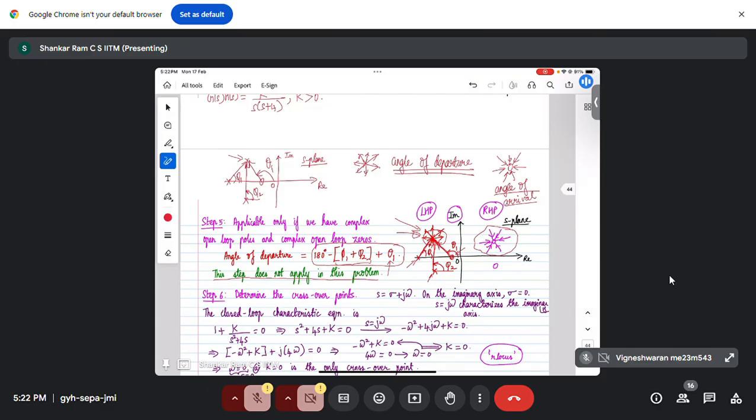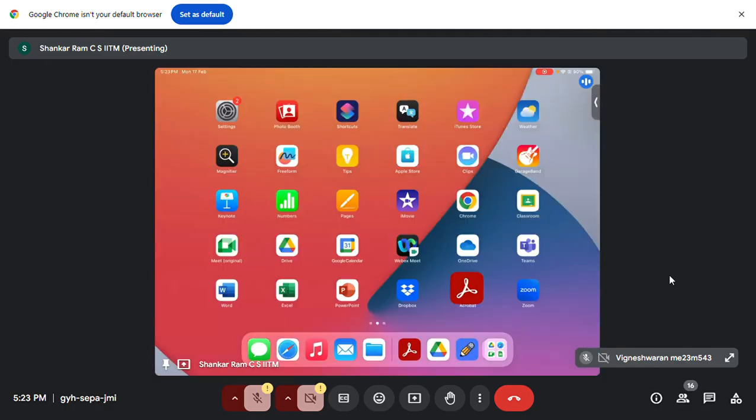That is 180 degrees minus the sum of the angles made by vectors drawn from other open loop zeros to this open loop zero, plus the sum of the angles made by the vectors drawn from all open loop poles to this particular zero. You can see the symmetry, or essentially the similarity, in the formula used for calculating the angle of departure from a complex open loop pole and the angle of arrival at a complex open loop zero. I hope this step is clear.